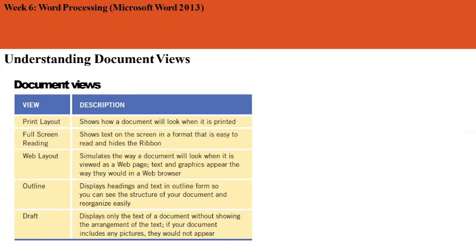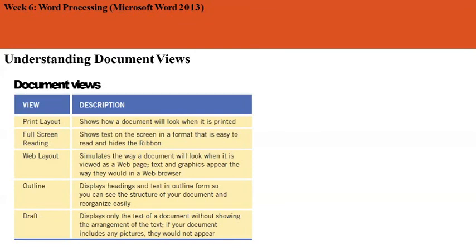Then we have the outline. So outline, it displays the heading and text in outline form. So you can see the structure of your document and reorganize it easily. Then we have the draft. So it displays only the text of the document without showing the arrangement of the text. So if your document includes any pictures, they would not appear. So that is a draft.